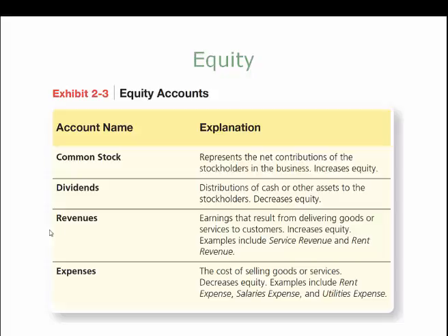Now expenses. The expenses are cost of goods sold. You can have rent expense, paying for rent, salaries, and utilities are typical expenses for a business. And those are really cash out of the business. They're paying for employees, they're paying for the business, they're paying for the utilities, etc.